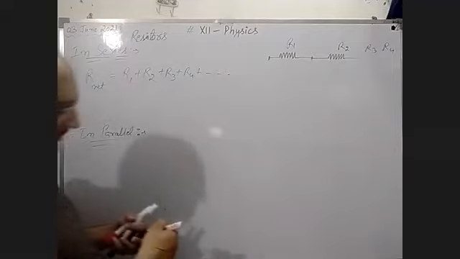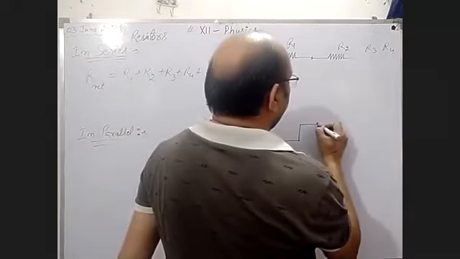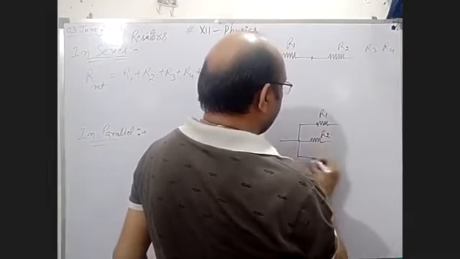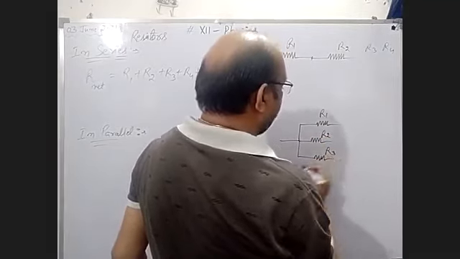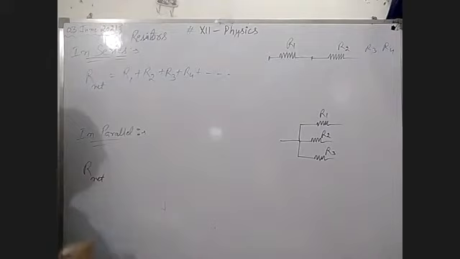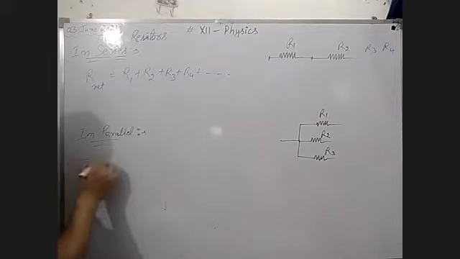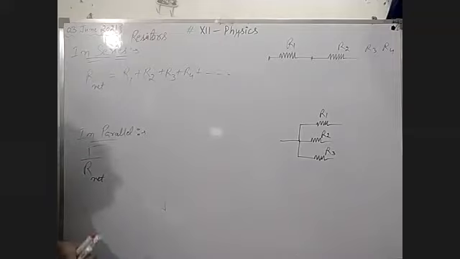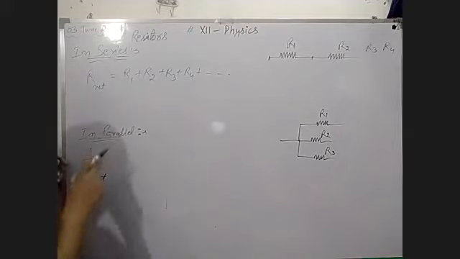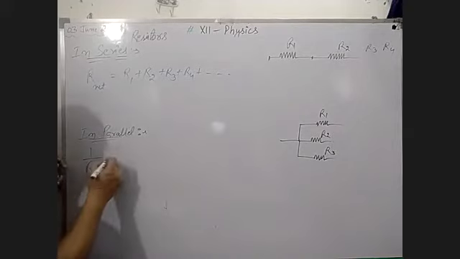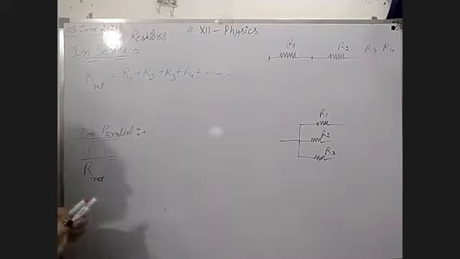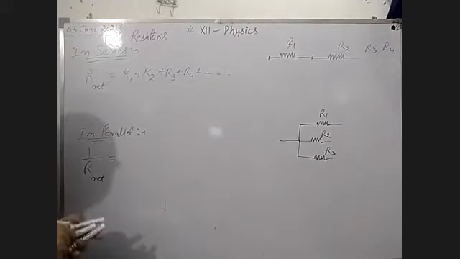But if the resistors are connected in parallel, suppose this is R1, this is R2, this is R3, in this way, then the net equivalent resistance you can't find directly. You have to take the reciprocal. By reciprocal, you take the net equivalent resistance. After getting the result by solving, then you have to invert the result.